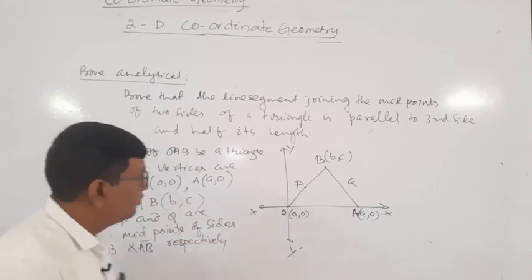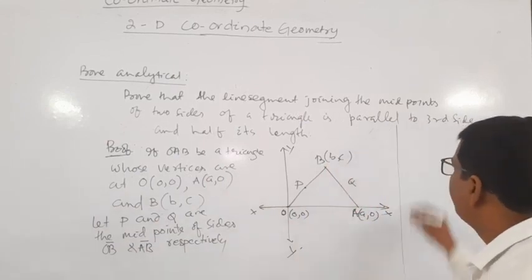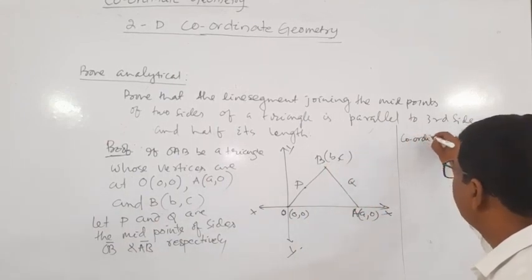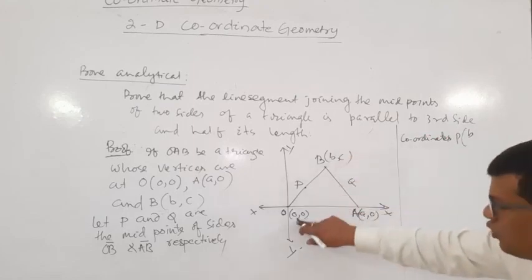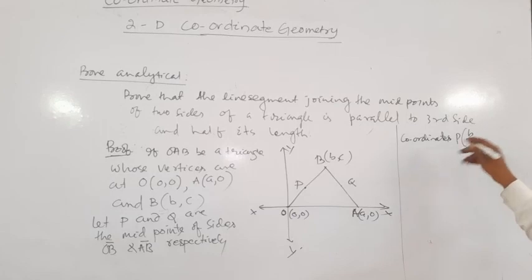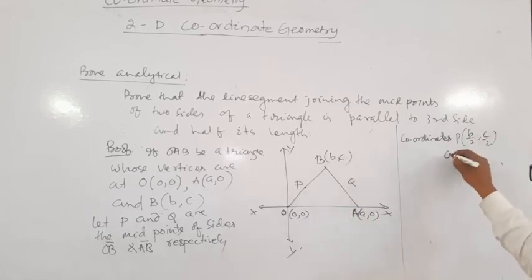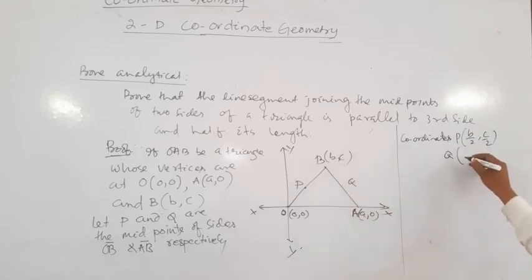Now, what are the coordinates of the point P? The coordinates of point P are ((b plus 0) by 2, (c plus 0) by 2), that is, (x1 plus x2) by 2, so b by 2. Similarly, c by 2. And the coordinates of Q are ((a plus b) by 2, (c plus 0) by 2), that is, c by 2.